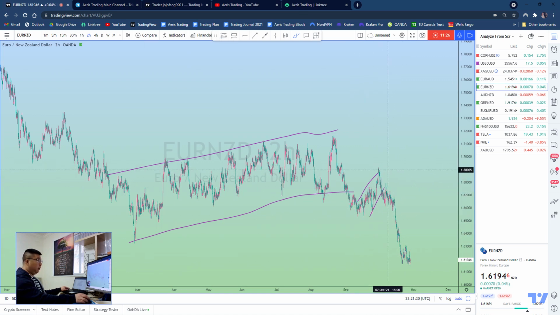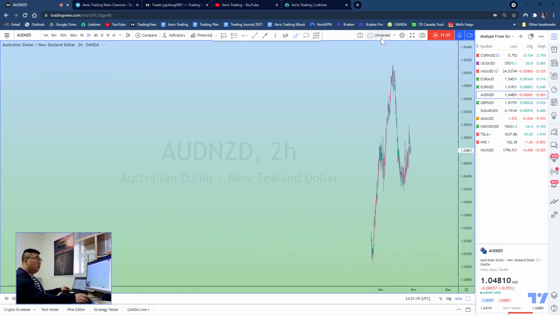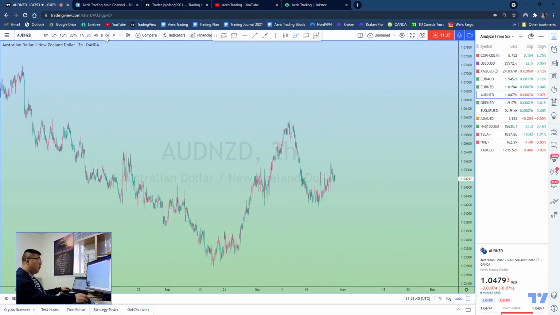For those of you who follow me, we've been talking about the sell here ever since it started forming into this consolidation, and this is why it's playing out to the downside. Now we're going to look at a few more examples, such as Aussie Kiwi here.